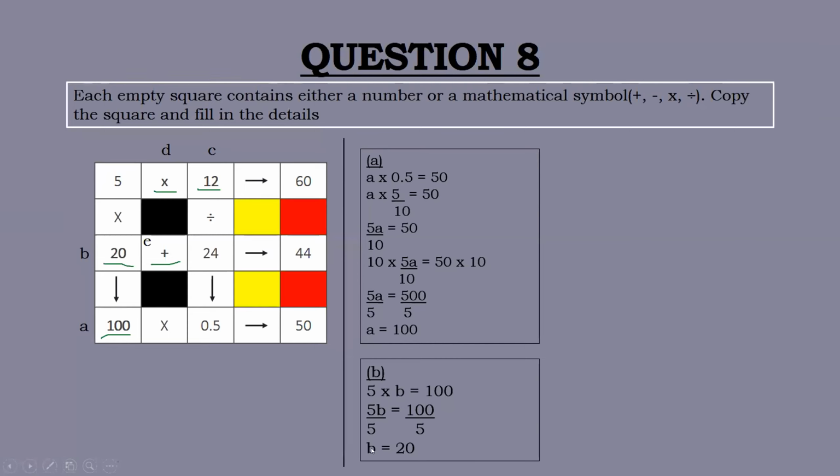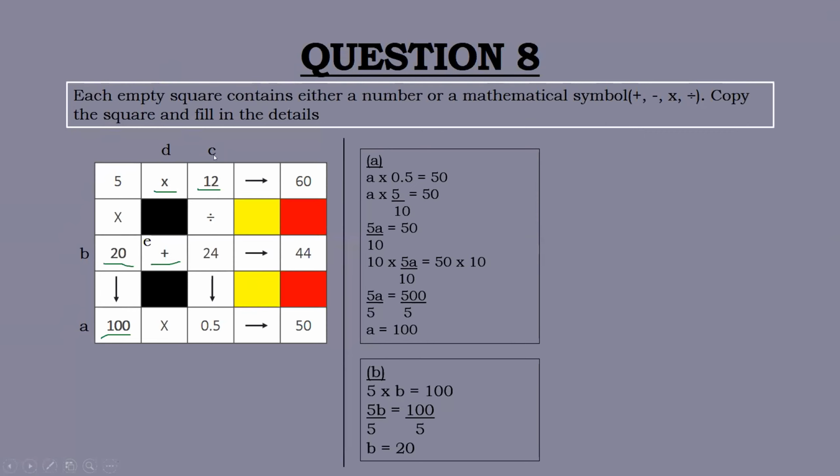Divide both sides by 5. You get B is equal to 20, as a result of 100 divided by 5. So point B is 20. Then C. How do we solve C?